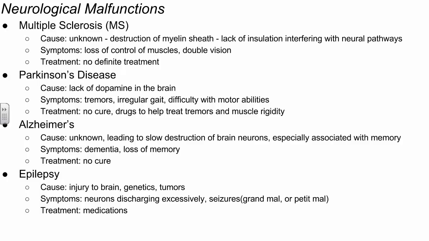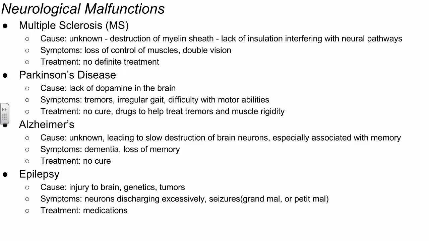Parkinson's disease is due to a lack of dopamine in the brain, which helps regulate motor abilities and so forth. A person affected by Parkinson's has tremors or shaking, difficulty walking, and difficulty in other motor abilities. There's not a cure for Parkinson's disease. There are certain drugs that can be used to help with some of the symptoms, but it's not something that can be cured.